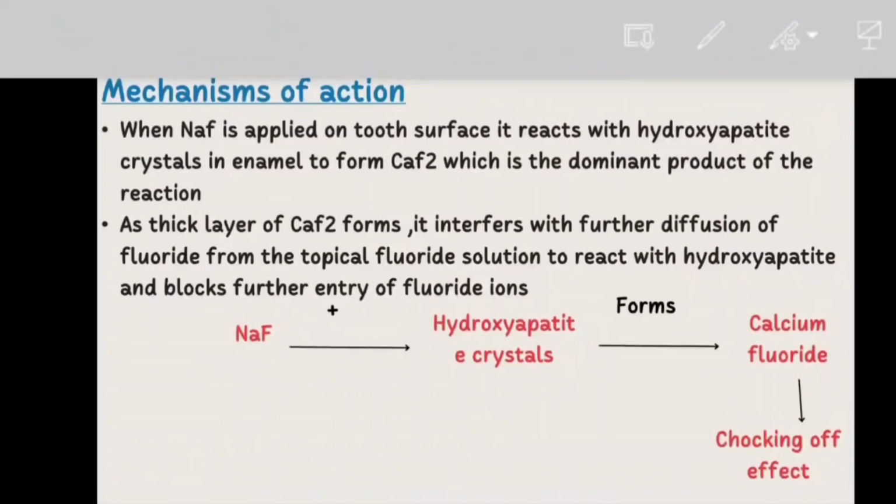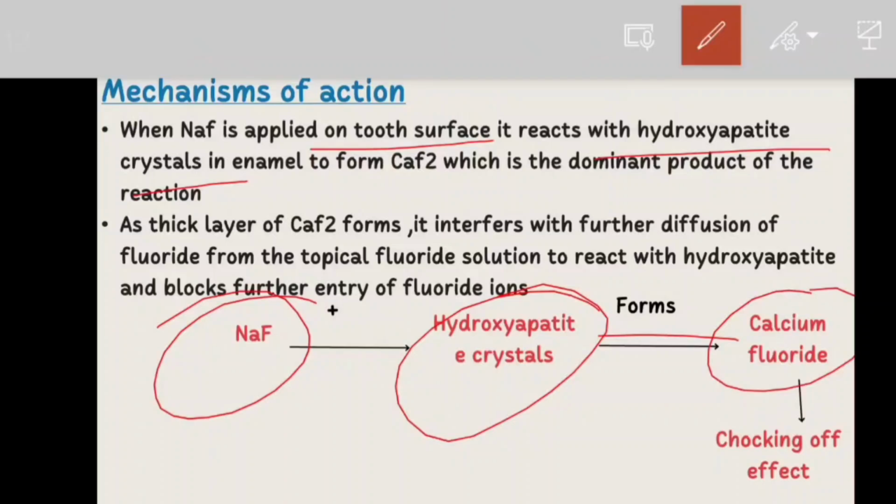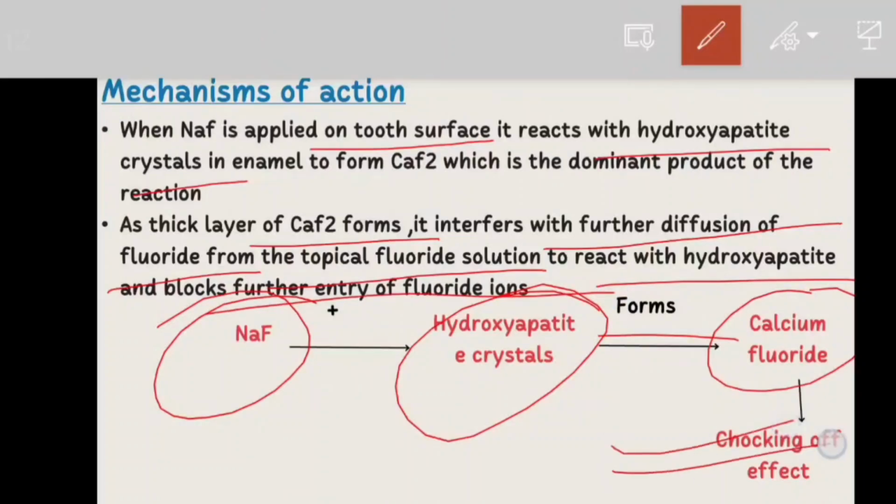Now we see the mechanism of the action. Now let's understand the mechanism here. So when sodium fluoride is applied on the tooth surface, it reacts with the hydroxyapatite crystal of enamel. So when it reacts with hydroxyapatite crystal, it forms the calcium fluoride. And as a thick layer of calcium fluoride is formed, it interferes with the further diffusion of fluoride from the topical fluoride solutions to react with the hydroxyapatite and blocks further entry of fluoride ions. And this is called the choking off effect.